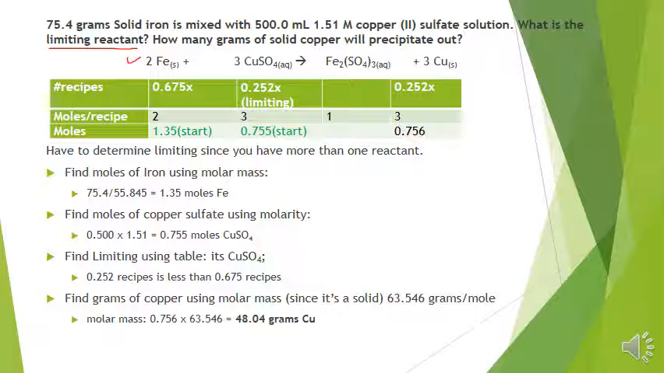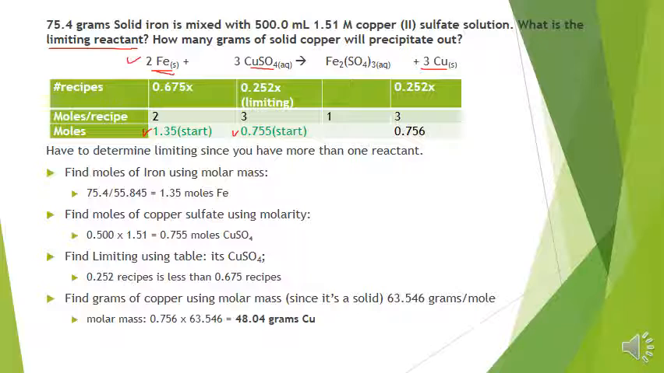Okay, and so I'm going to figure out from this information up here the moles of each, and then I'm going to figure out which one is limiting using that information, and then I'm going to figure out how many moles of copper, and then figure out how many grams of copper. So first thing I need to do is figure out how many moles of the iron and the copper sulfate. Okay, there are 2 different processes here.